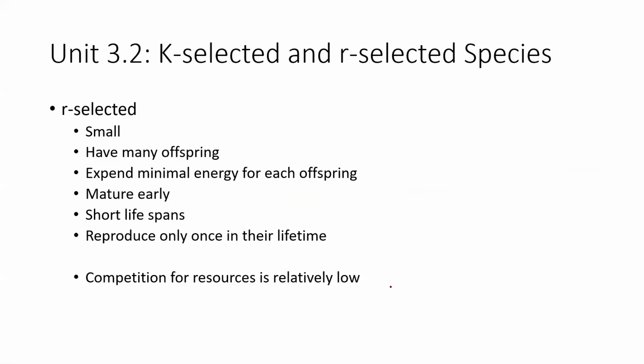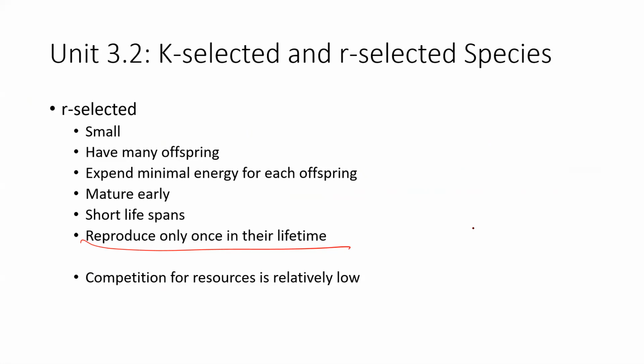R selected, small, have lots of offspring, don't put a lot of energy into their offspring, mature early, have lots of babies many, many times, or they reproduce only once in their lifetime. There are 2 kind of ways to do this. Sea turtles will reproduce every year, but tend to go on this R selected where they have many babies at once and most of them die.